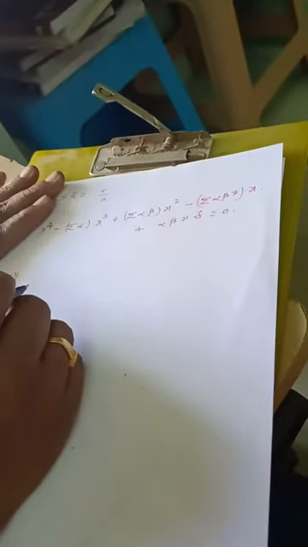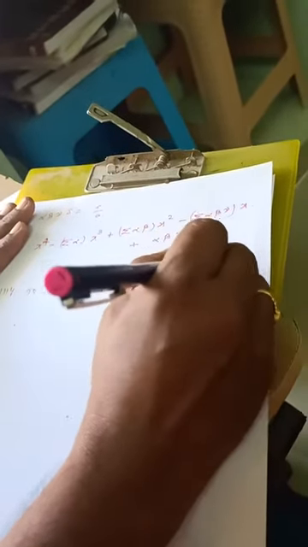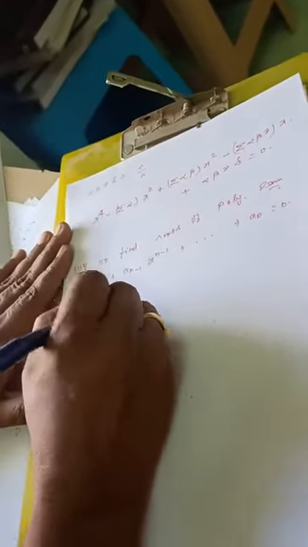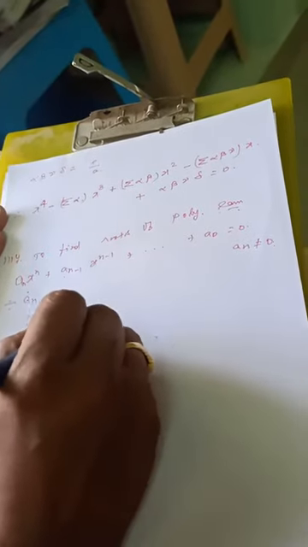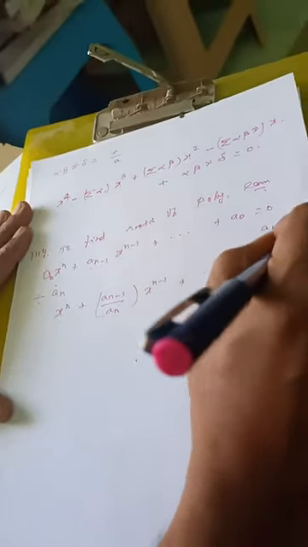Similarly, to find the roots of a polynomial equation, a n x power n plus a n minus 1 x power n minus 1 plus etc. plus a naught equal to 0, we divide by a n, which is not equal to 0: x power n plus a n minus 1 by a n into x power n minus 1 plus etc. plus a naught by a n equal to 0.